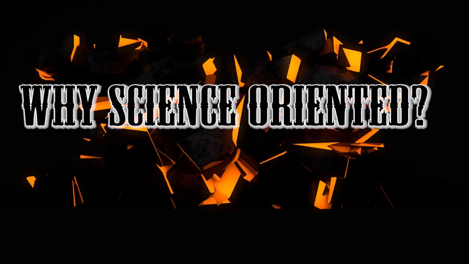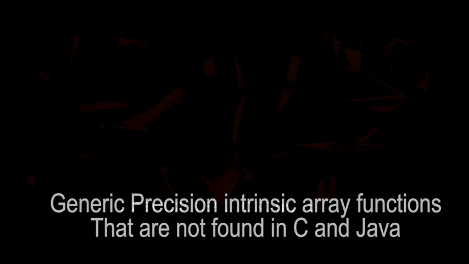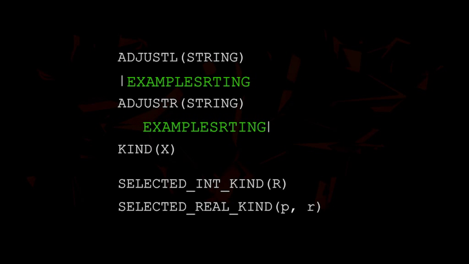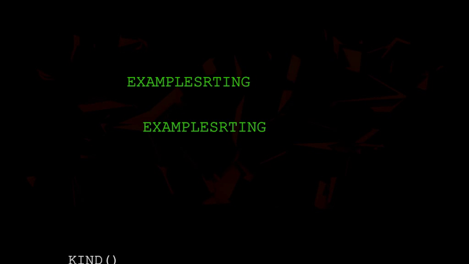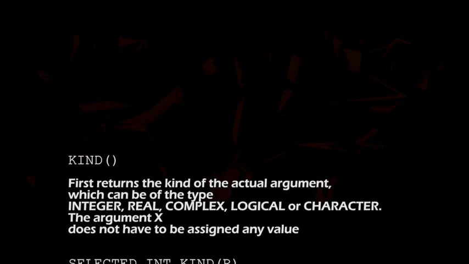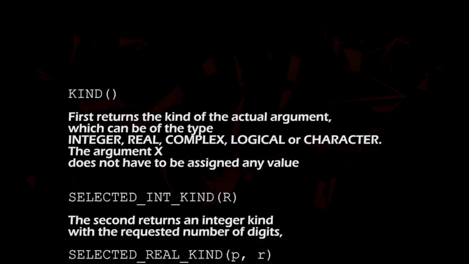Why FORTRAN is science-oriented: variable dimension array arguments are allowed in subroutines. It has a rich set of useful generic precision intrinsic functions like ADJUSTL, adjust string to the left, ADJUSTR, adjust string to the right, KIND, SELECTED_INT_KIND, and SELECTED_REAL_KIND. The first returns the kind of the actual argument, which can be of the type integer, real, complex, logical or character. The argument x does not have to be assigned any value.